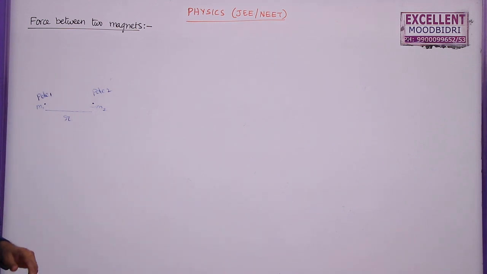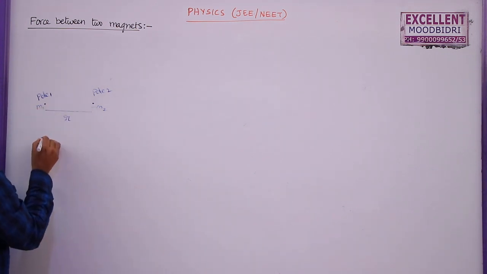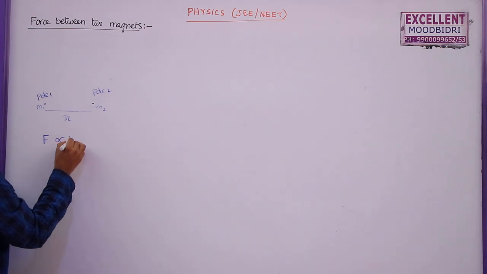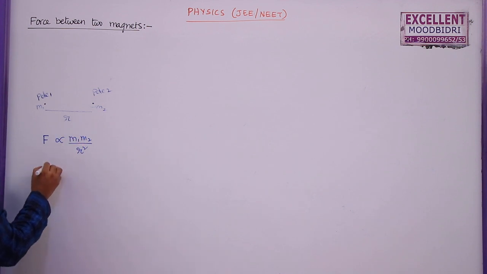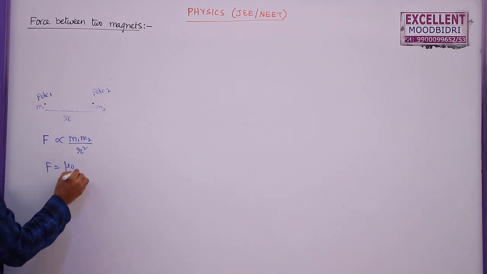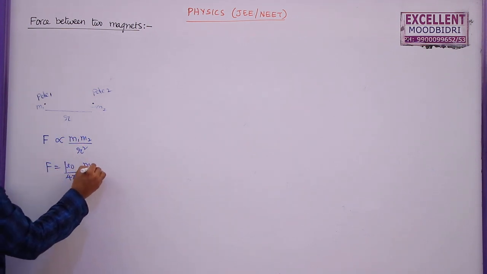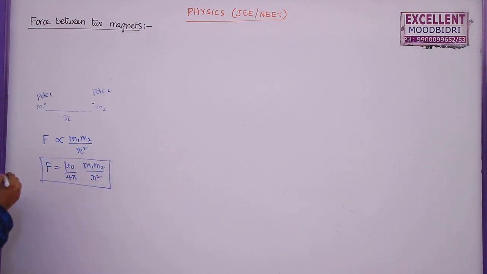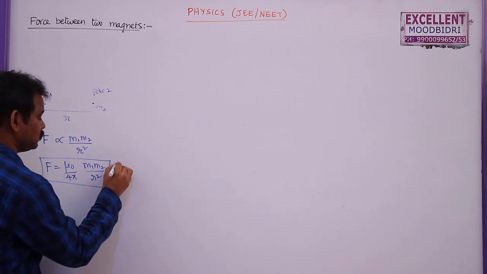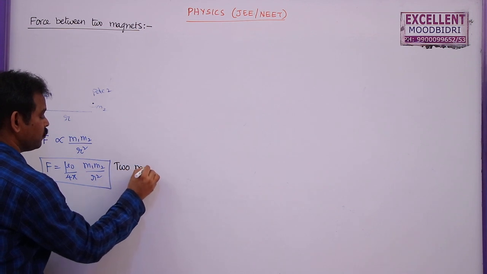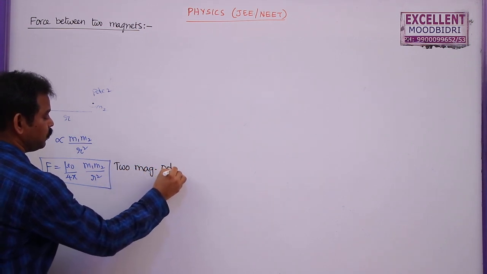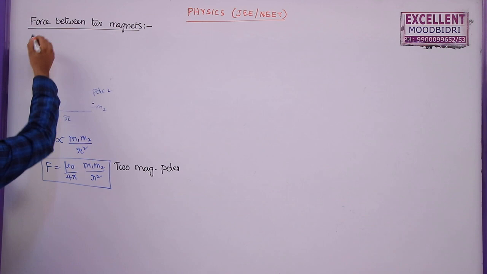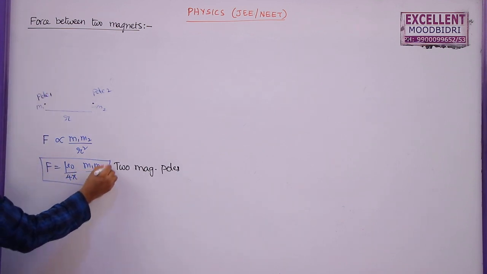But Coulomb's law states that the force between these two magnetic poles is given by the product of the magnitudes of the pole strengths divided by the square of the distance between them. So F is equal to mu naught by 4 pi, m1 m2 by r square. This is Coulomb's law, and remember students, this can be applied only for two magnetic poles. But here, the force between two magnetic poles is given by this formula.